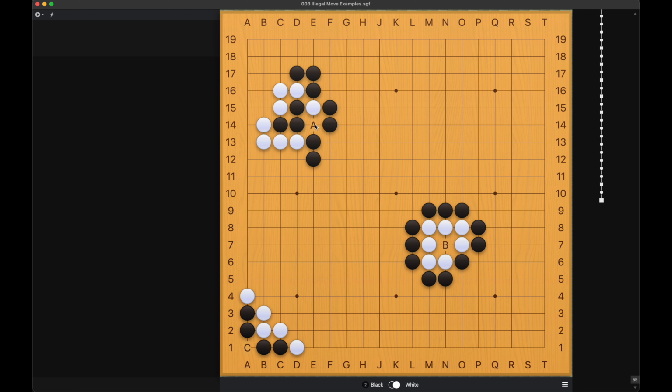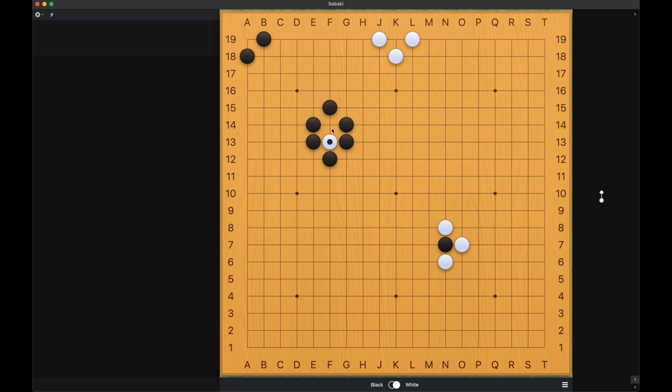Let's look at this first. For each pattern, we ask two questions. Number one, is it legal for black? And number two, is it legal for white? For problem A, the first question is easy. Is it legal for black? Of course, we can capture this stone by placing a black stone here, so it's okay for black to play. But is it okay for white?